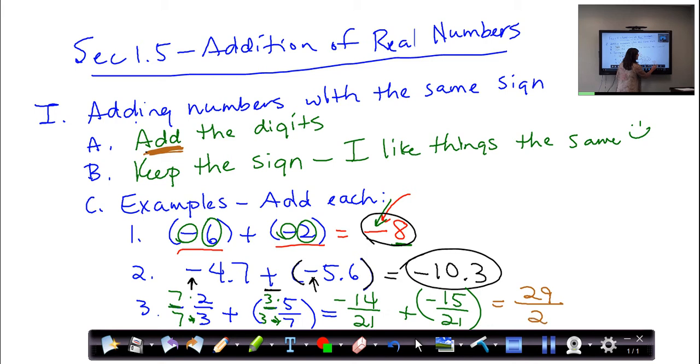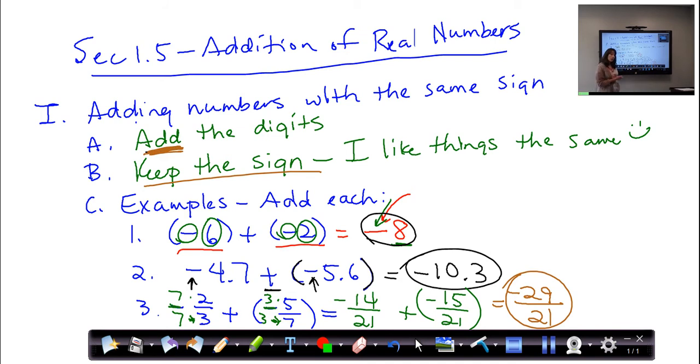And remember, with fractions, the superhero of fractions is that denominator. Don't mess with it. Plus, you worked really hard to get the common denominator, so let's keep it. So combine them up. I'm going to get 29 over 21. Now I'm going to keep the sign because I like that they're the same. So it's going to be a negative 29 over 21.